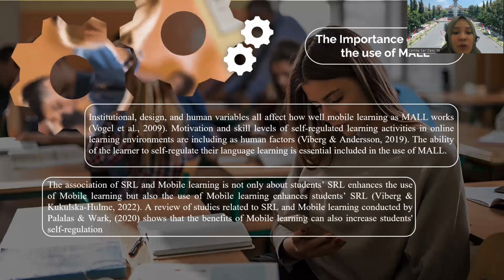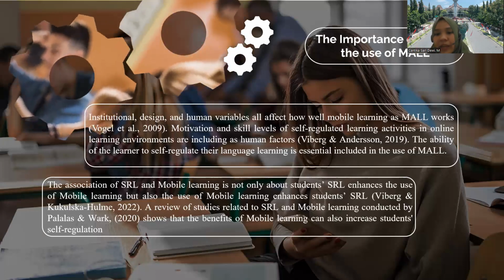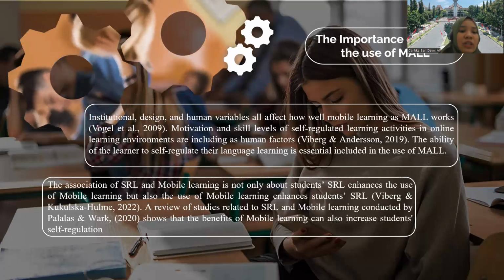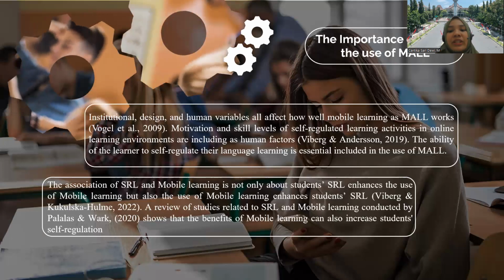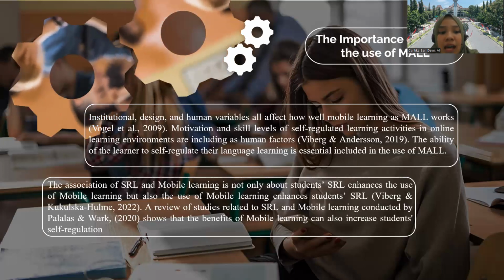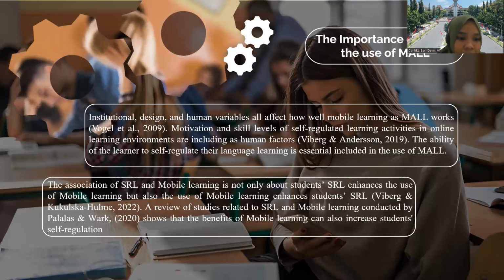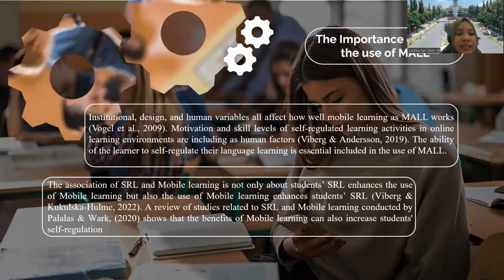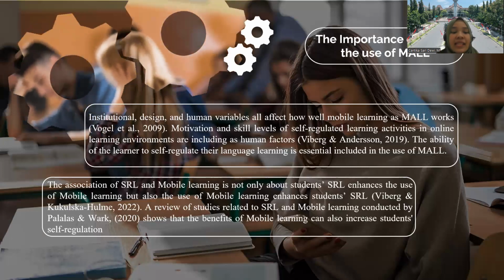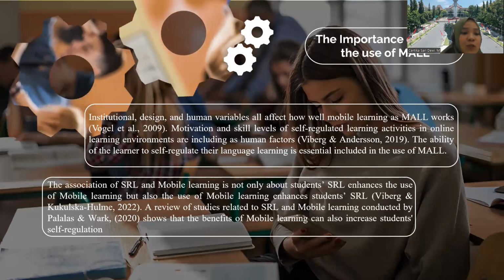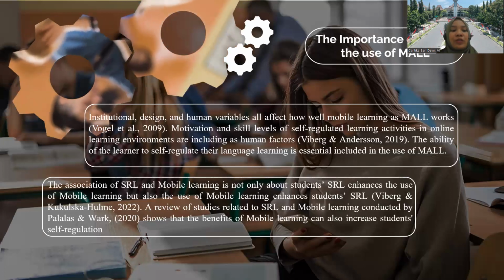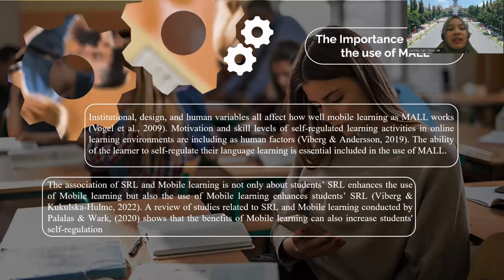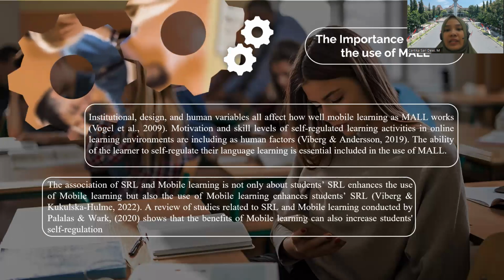A review of studies related to self-regulated learning and mobile learning conducted by Palalas and Ward in 2020 shows that the benefits of mobile learning can also increase students' self-regulation. It relates to the affordability of using mobile learning, such as flexibility and personalization. This advantage makes it easier for students to engage in learning using mobile learning and encourages them to activate their self-regulated learning.